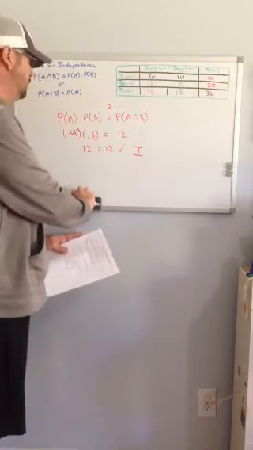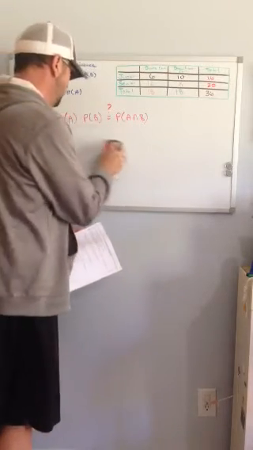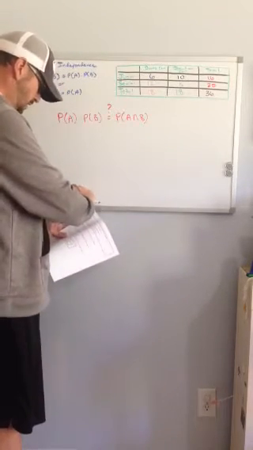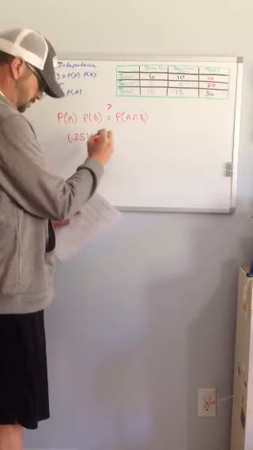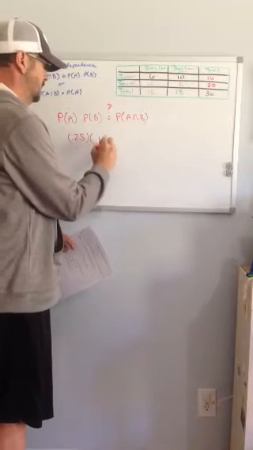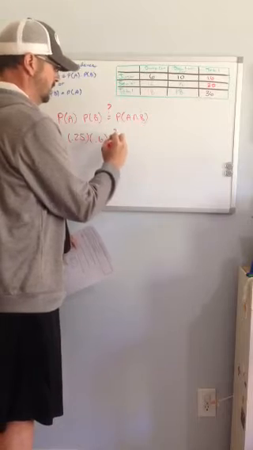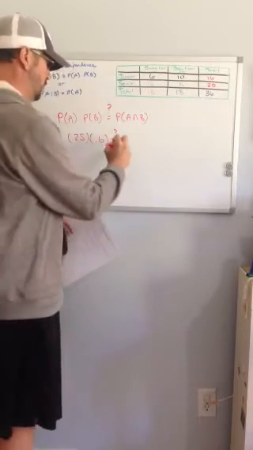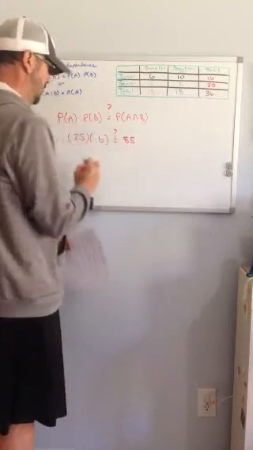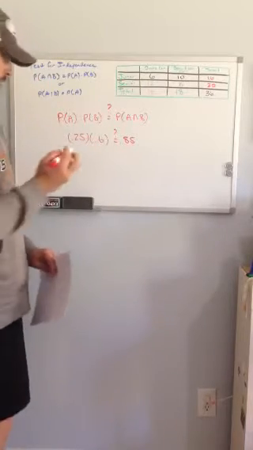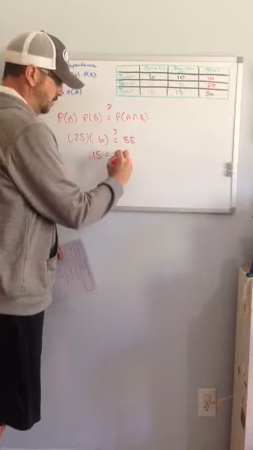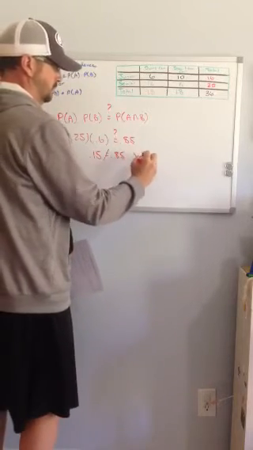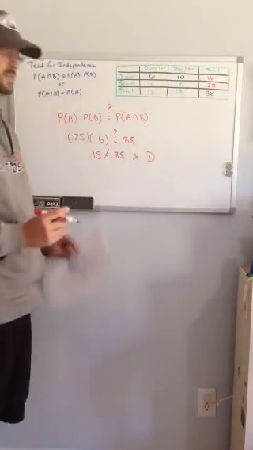So if we look at example 2, same formula. I got A at 0.25. B is 0.6, and we're testing to see if that is equal to 0.85. If we multiply these two together, we find that we get 0.15, which does not equal, and those are dependent.